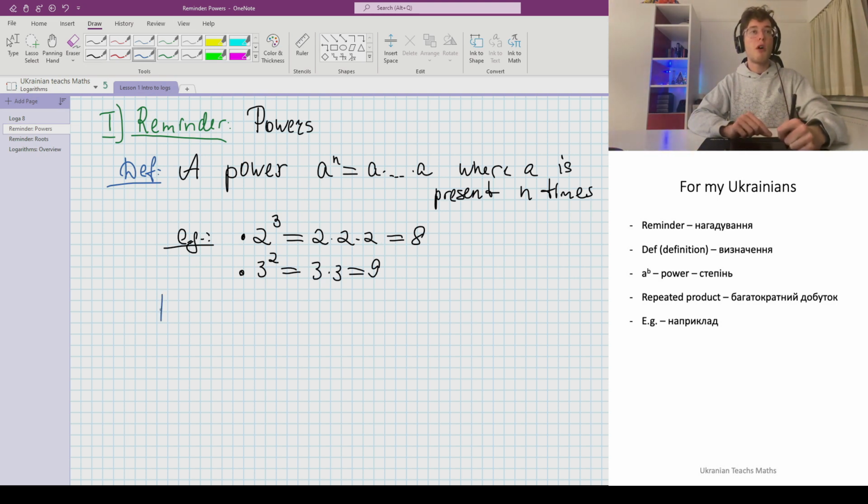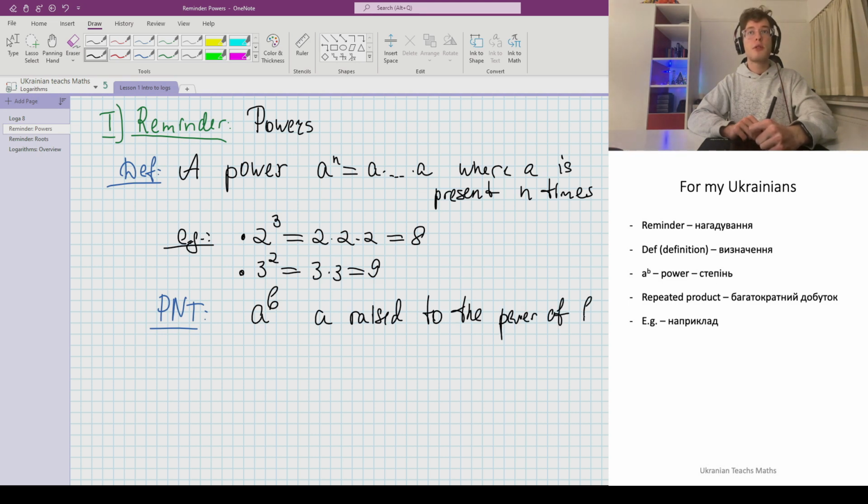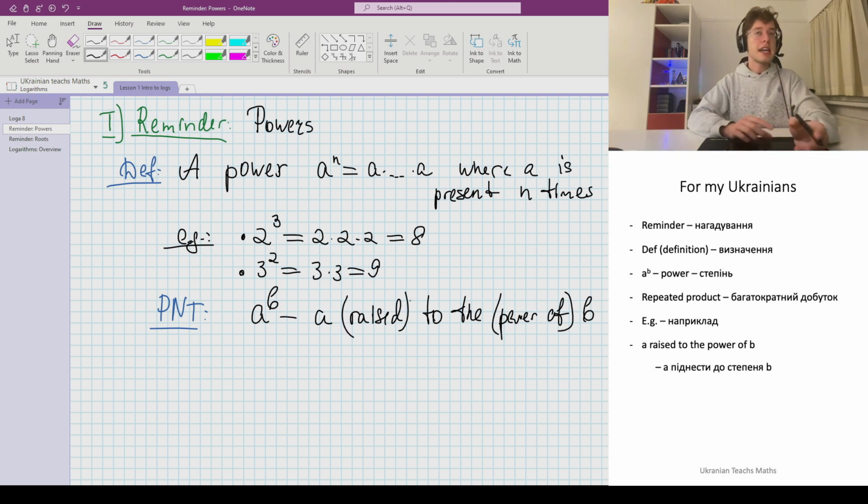And before we move on, let me give you some standard pronunciation, notation, and terminology. We say a raised to the power of b. There are actually quite some variations, so we can just say a raised to the b, so we do not have to say the whole "power of". Or we can just say a to the b.